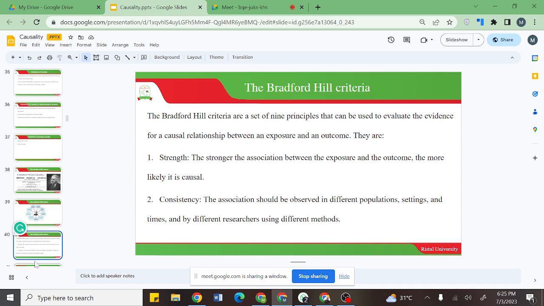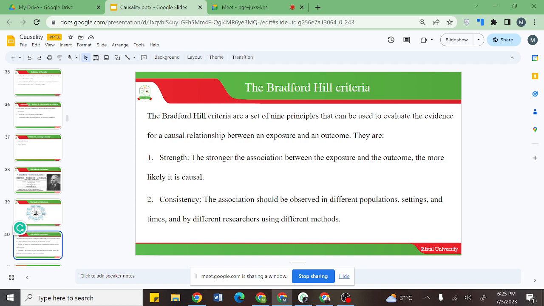It means if the amount of exposure increases, the likelihood that you get the health outcome also increases. It means most likely smoking causes lung cancer. So that is what we call strength of association. Now let's move to the next one, which is consistency.